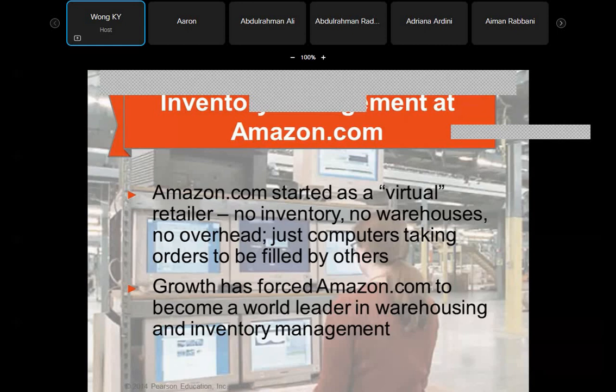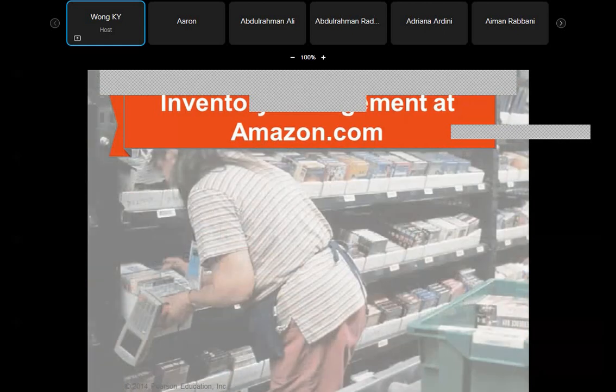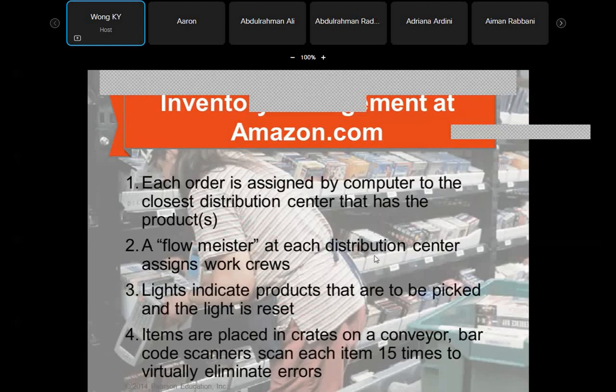Right, so to manage that inventory in such a large warehouse is very challenging because the warehouse is so large. Even finding an inventory item in the warehouse is so difficult. So therefore you will see that Amazon applies a lot of high tech, a lot of sophisticated technology to store the inventory, to keep track of the inventory, and to retrieve the inventory. So if you're interested, you can read this case in the textbook. For example, it says items are placed on a conveyor, barcode scanners scan each item 15 times to virtually eliminate any errors.